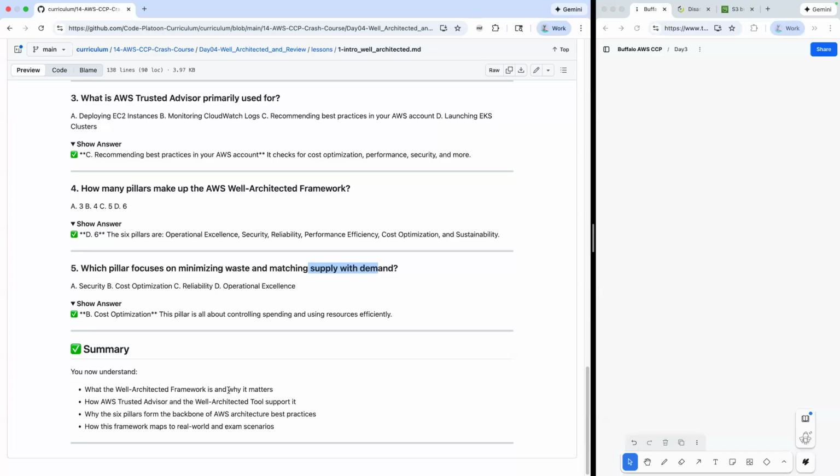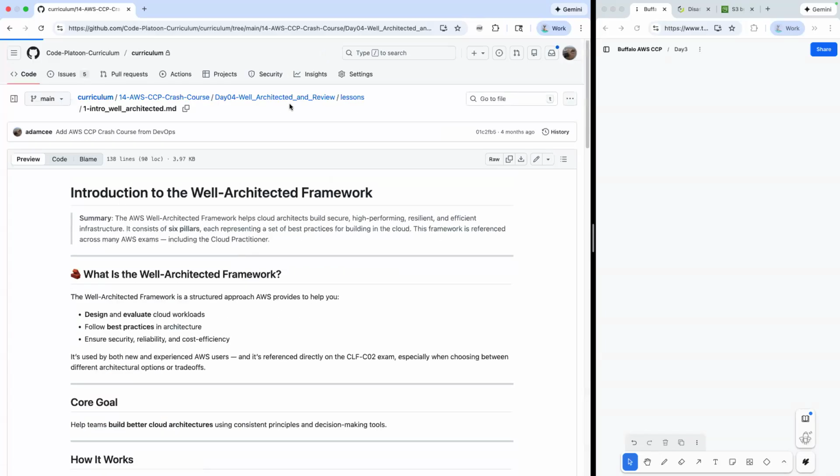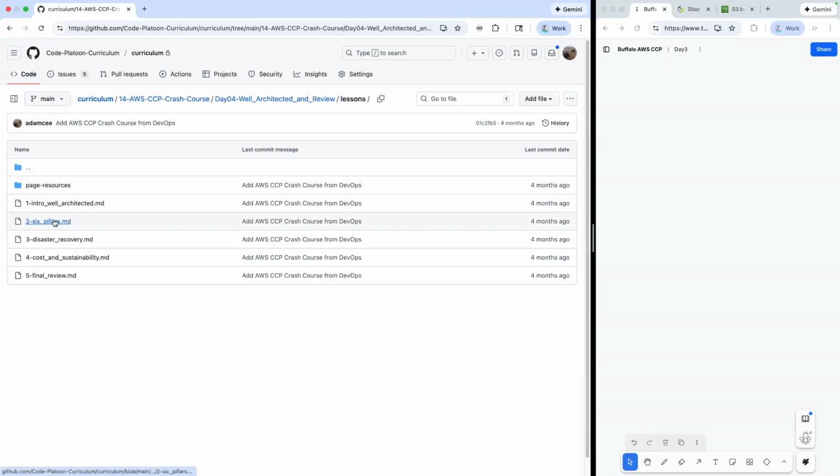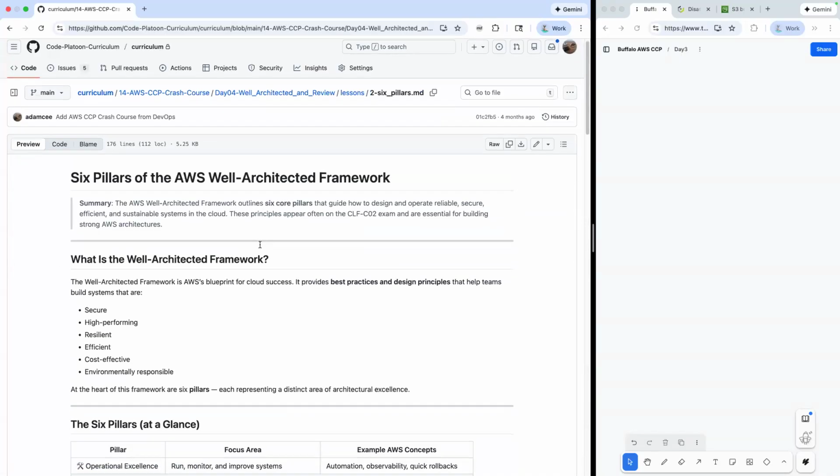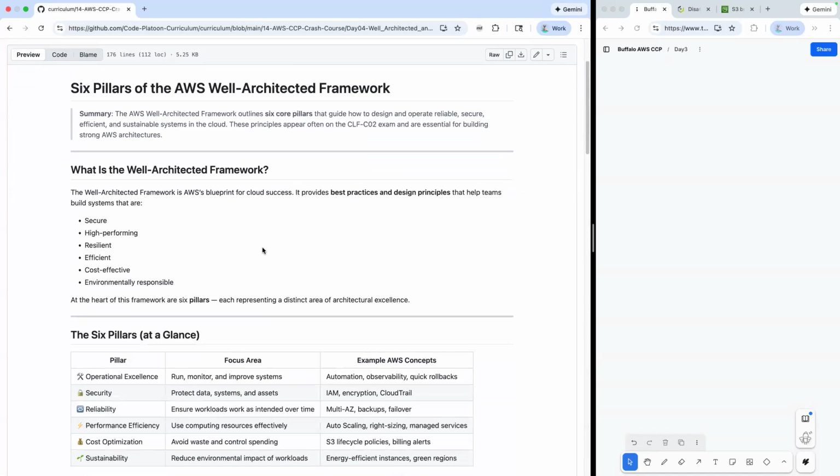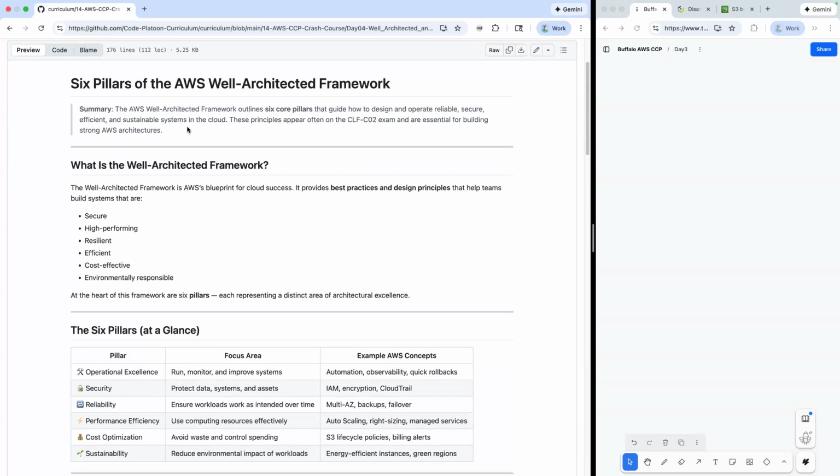So this is the well-architected framework, right? We kind of know the basics of it. We know it's got six pillars. We know we've got these two tools related to it and a little bit of how it maps to real questions. Let's just dive in and check out the next lesson here and dive more into these six pillars. This is actually pretty useful stuff. So I think it is worth taking some time to review this.